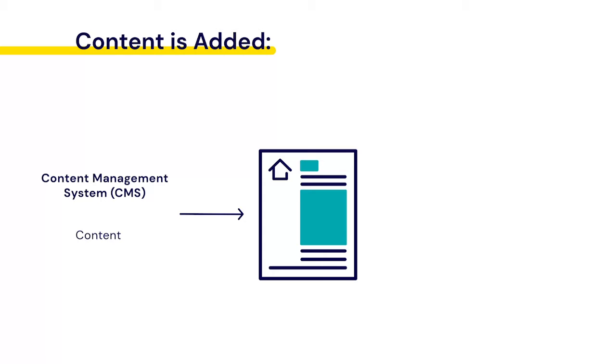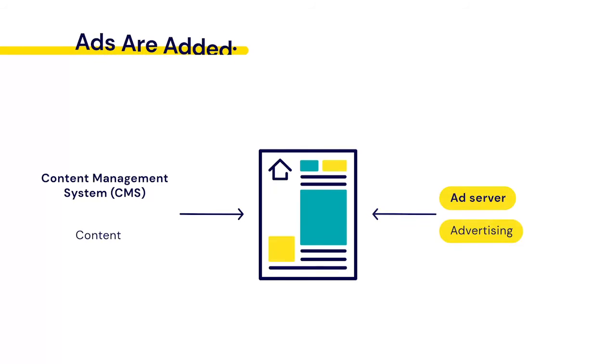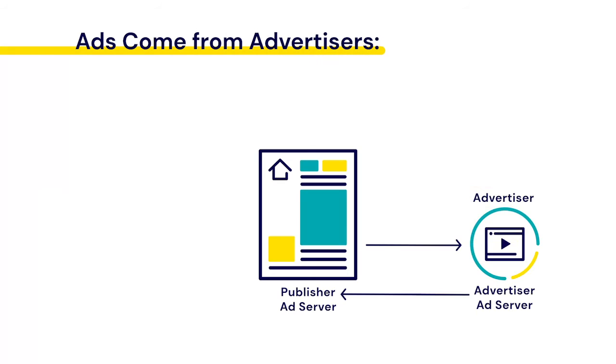The publisher will leave some space on the website for advertising. Now a separate server will place the ads, and this server is referred to as the ad server. So note that two different systems handle the content and the ads. The ads come from advertisers, and to get the right ad in front of the right people, the publisher sends a signal to connect with the advertiser's ad server, and they will then retrieve the creative for the ad that needs to be displayed.